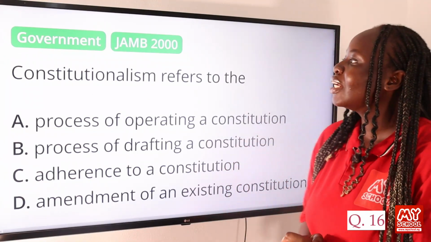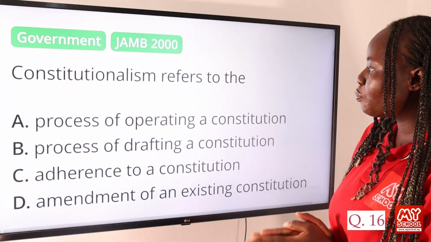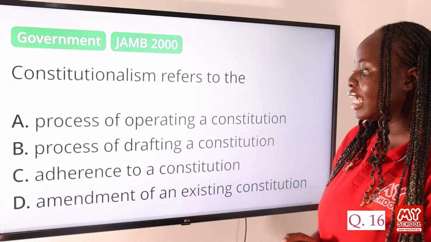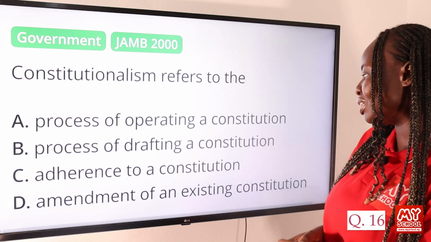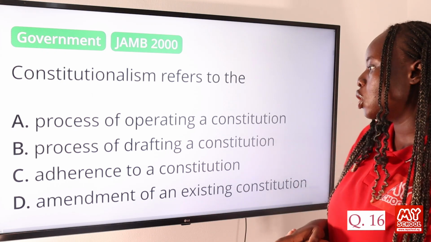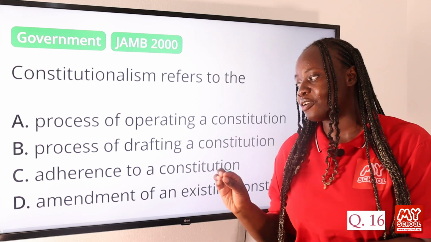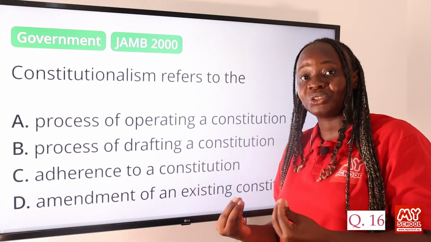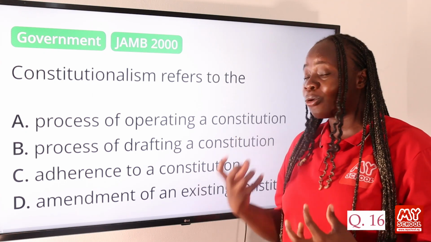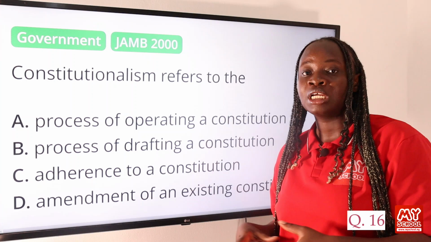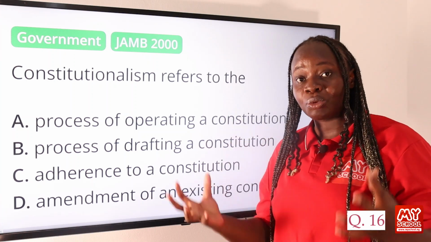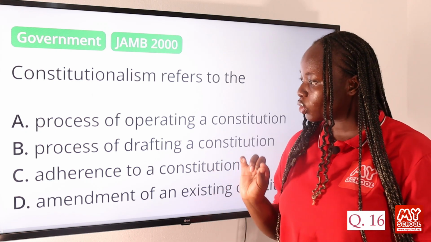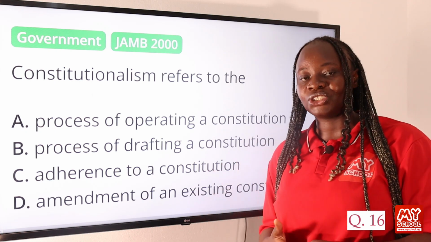Question 16. Constitutionalism refers to the A, process of operating a constitution, B, process of drafting a constitution, C, adherence to a constitution, and D, amendment of an existing constitution. So the answer to this question is option C, adherence to a constitution. So constitutionalism is the spirit of adhering to the constitution. They believe that it is important to adhere to the dictates of the constitution in order to have a democratic society, a society that works for the people. So the answer to this question is option C, adherence to a constitution.